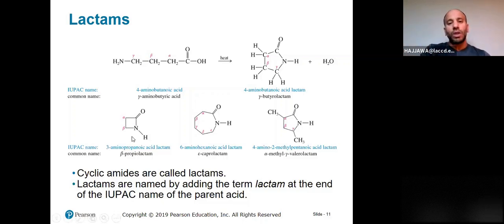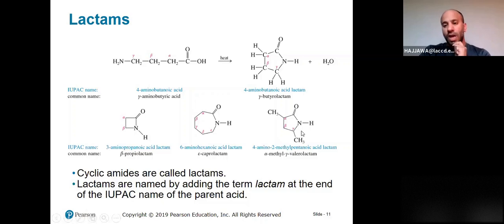Here's another. You can see here that I have 1, 2, 3. So that's 3-aminopropanoic acid lactam. Here's another. I have 1, 2, 3, 4, 5, 6. So that's 6-aminohexanoic acid lactam. So that's very important to keep in mind, how to go back to the amino carboxylic acid. All you need to do is add H2O. So OH will go to the carbonyl and H goes back to the nitrogen.